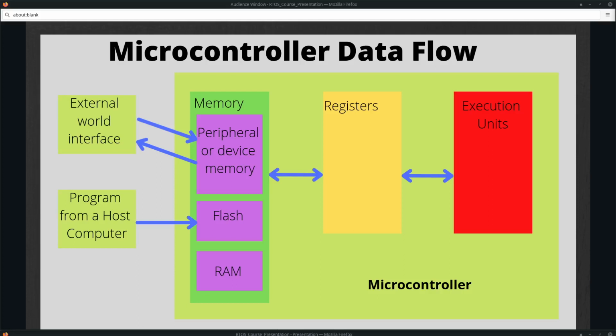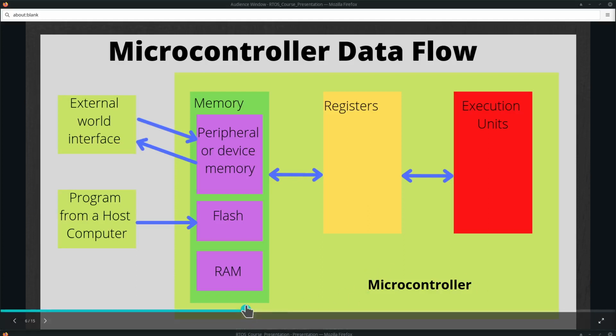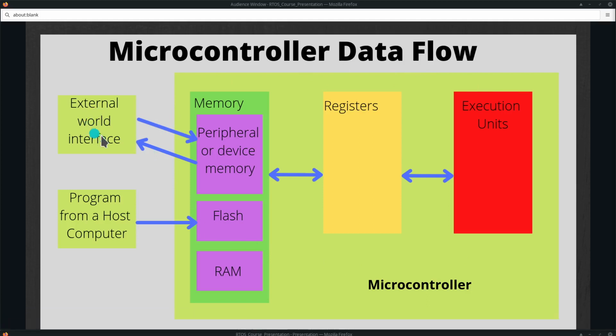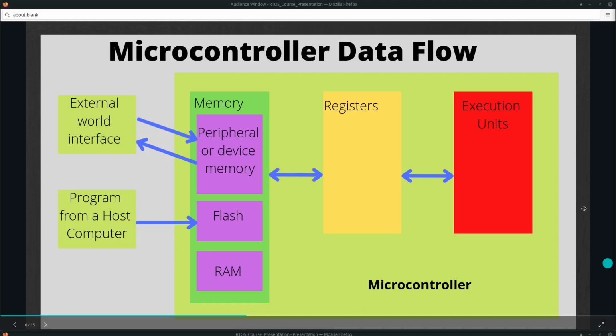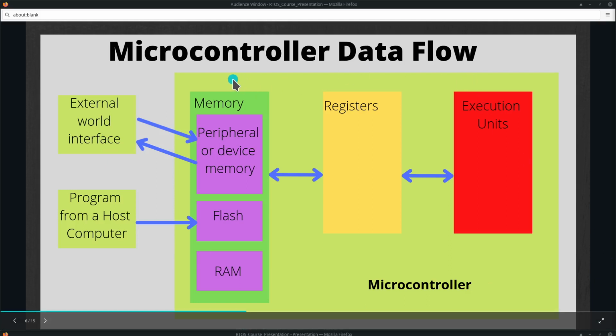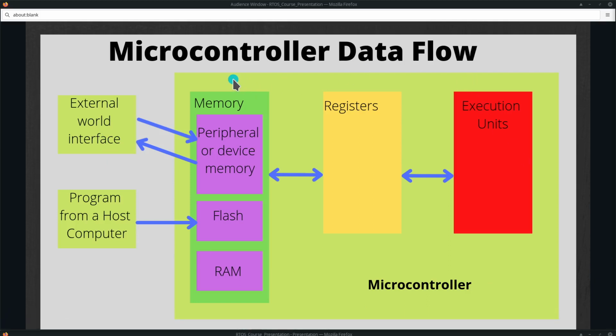Let's take a look at the typical data flow in a microcontroller. So this is our microcontroller. We have external components here like LED, button, motor, or it can be an external system trying to exchange data with the microcontroller through USB, UART, SPI, I2C, or anything.